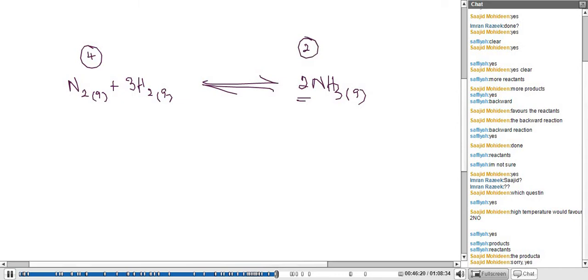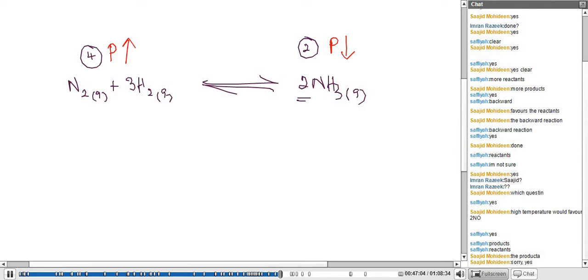You just count the gaseous molecules, and the side where there are more gaseous molecules, the pressure is high. The side where there are fewer gaseous molecules, the pressure is low. So to explain the pressure effect, first count the number of gaseous molecules and see which side has more. The side which has more gaseous molecules, you put P high. The side which has fewer gaseous molecules, put P low. And then you can explain the pressure effect just like the temperature effect.